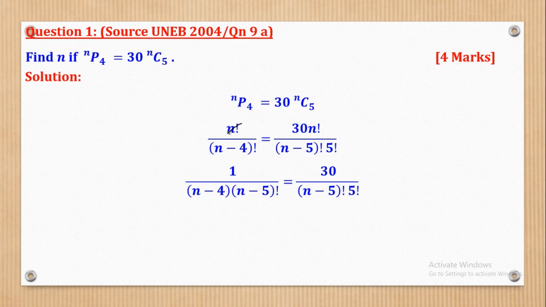Now this n factorial can cancel with this to remain with 1 here and 30 there. Then this one can become n minus 4 times n minus 5 factorial. The reason is because I want to make it similar to this side. So they are similar, therefore I can cancel them out to remain with 1 over n minus 4 here. Now 30 divided by 5 factorial gives you a quarter. Cross multiply, make n the subject, and it will be equal to 8. And that's what they wanted.